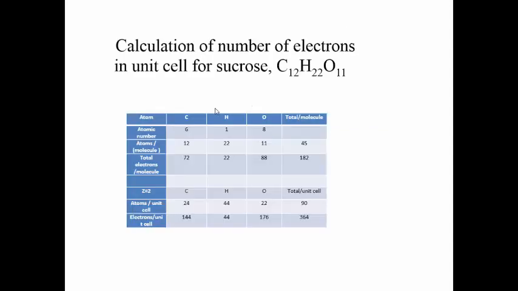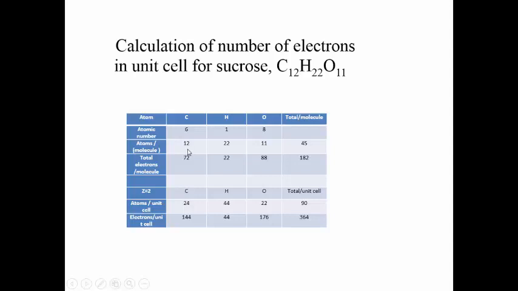So the second part of the exercise is going to be to calculate the number of electrons in the unit cell for your crystal. I've done it for sucrose, and we do it by means of this very nice little handy chart. You have the atom at the top, carbon, hydrogen, and oxygen, however many you have in your particular crystal. Now we have the atomic number of each of these atoms: 6, 1, 8. The number of atoms is 12 carbons, 22 hydrogens, and 11 oxygens. You add all that up and you get a total of 45 atoms in the molecule.